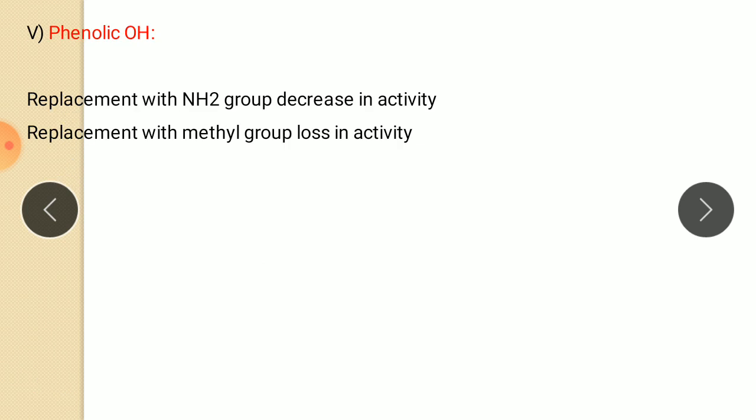Then phenolic OH, that is hydroxyl group, which is present on the outer ring of T3 and T4. So if we replace this hydroxyl group of T4 and T3 with amino group, activity decreases. Similarly, if we replace this hydroxyl group with methyl group, again there is a loss in activity. So it is about the SAR of thyroid hormone analogs.